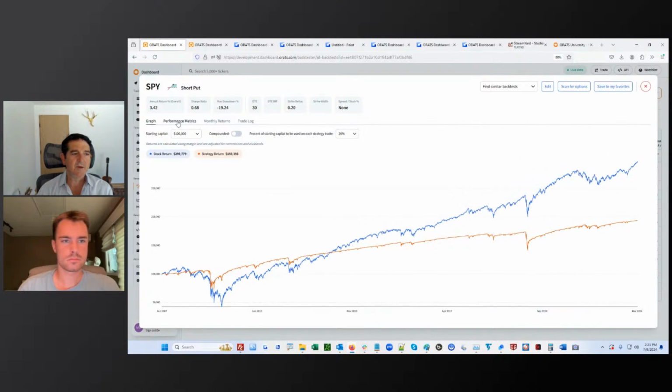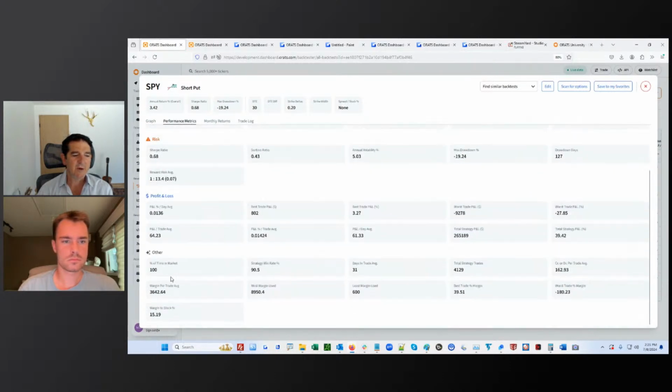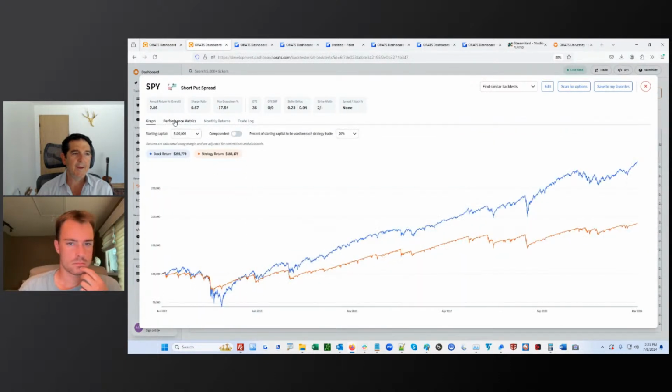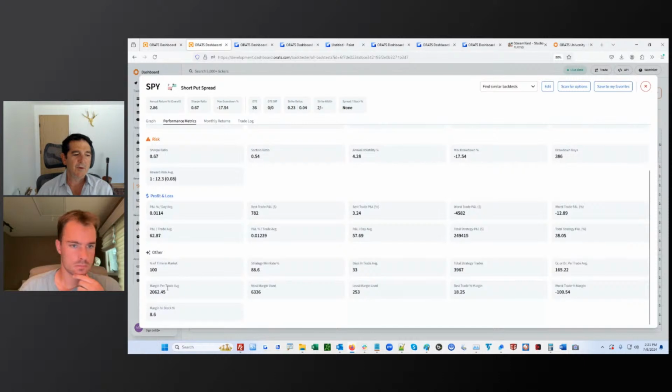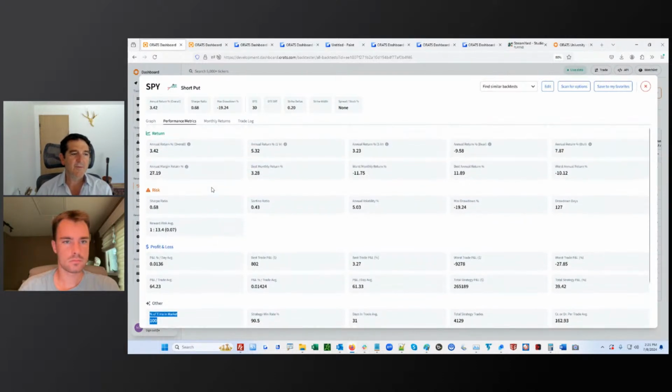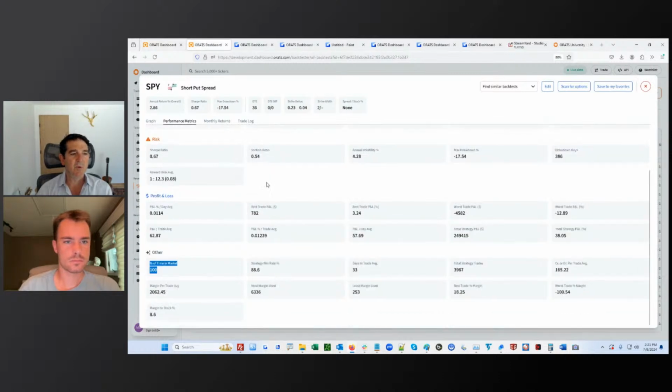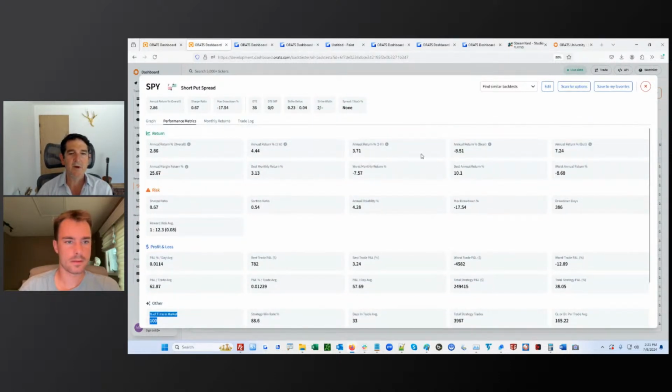So let's look at some more performance metrics. So 100% of the time, that's great. And then the short put spread, 100% of the time. So they're both in the market the whole time. Win rate 88.6, win rate 90.5. No great shakes there. So what are we going to look at, Tyler? What do you think is important to you to compare these two different strategies?